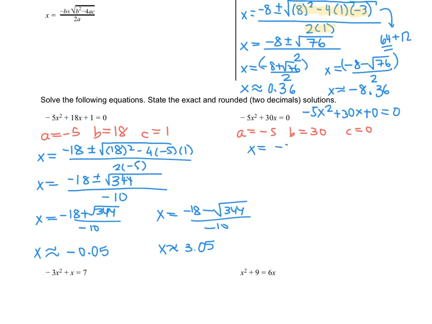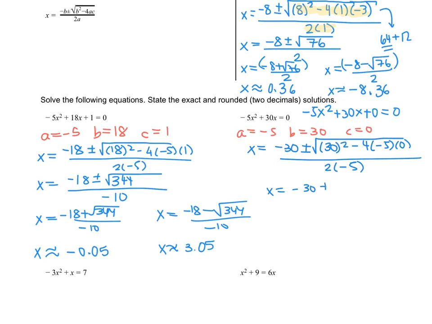So negative b, negative 30, plus or minus the square root of b squared, so 30 squared, minus 4 times a times c. Now notice you're multiplying that last part by 0, which means this part here, negative 4 times negative 5 times 0, is actually going to become 0. And then all over 2 times negative 5, for 2a. When we clean it up, we're going to have the square root of 900 all over negative 10.